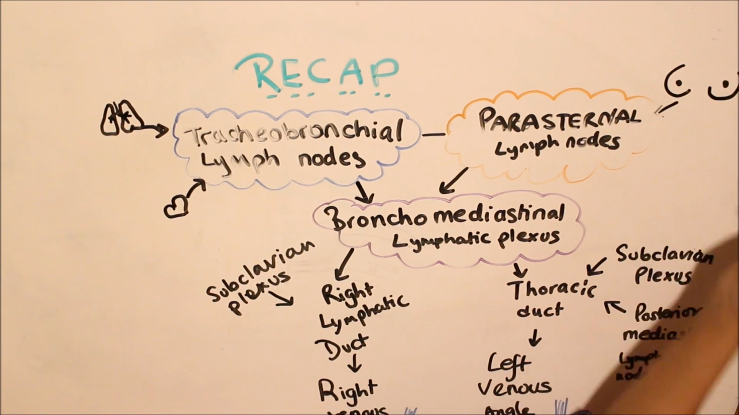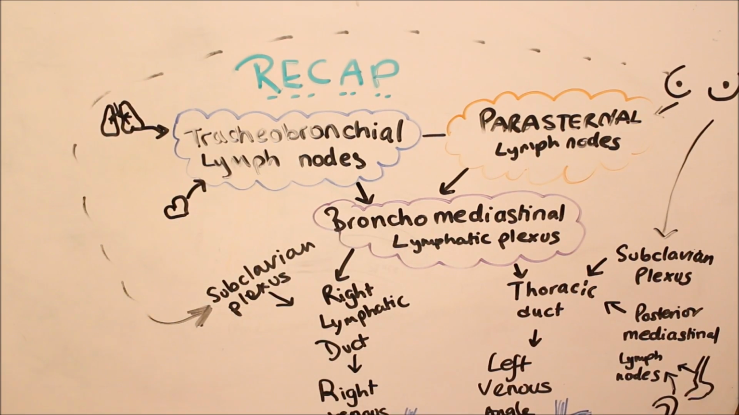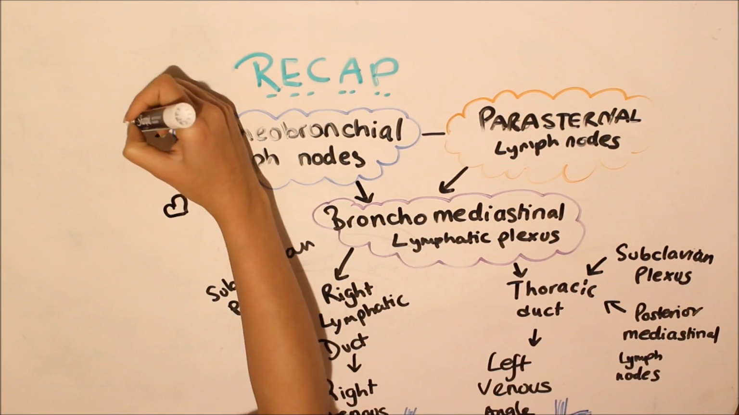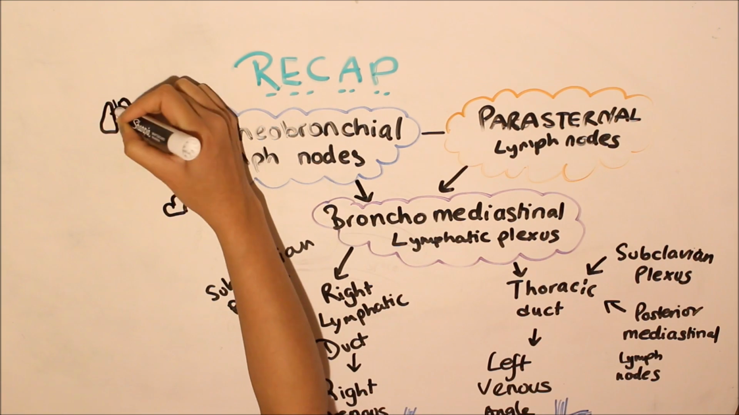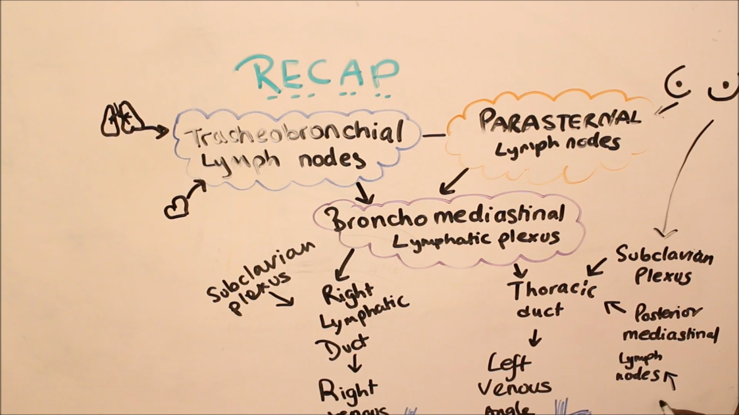Remember, the breast goes to the subclavian and the parasternal lymph nodes, the lungs and the heart go to the tracheobronchial lymph nodes, and the aorta and esophagus to the posterior mediastinal lymph nodes.